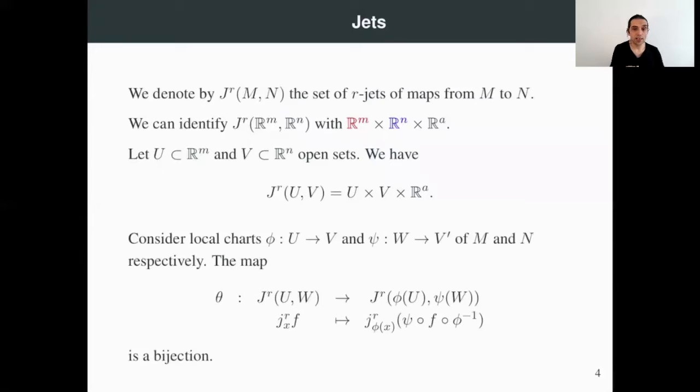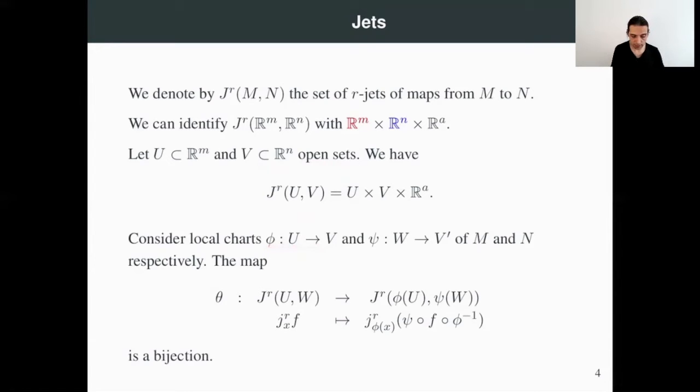What we can try in order to give a structure of differentiable manifold to the set of r-jets is considering local charts and trying, by using the local charts, to identify some subsets of the space of jets with subsets of the space of jets between open subsets of Euclidean spaces, right? So let's try to follow that strategy.